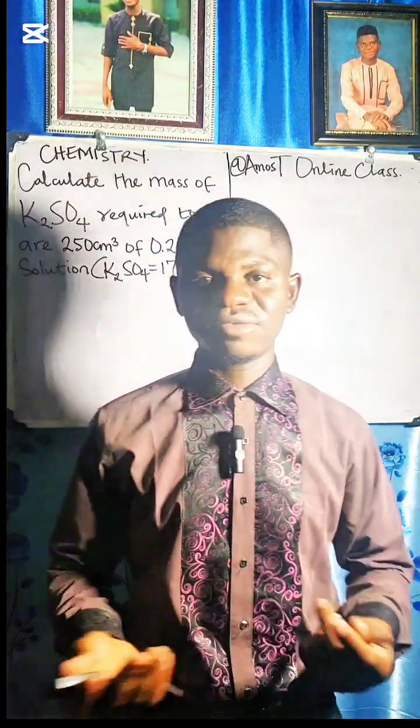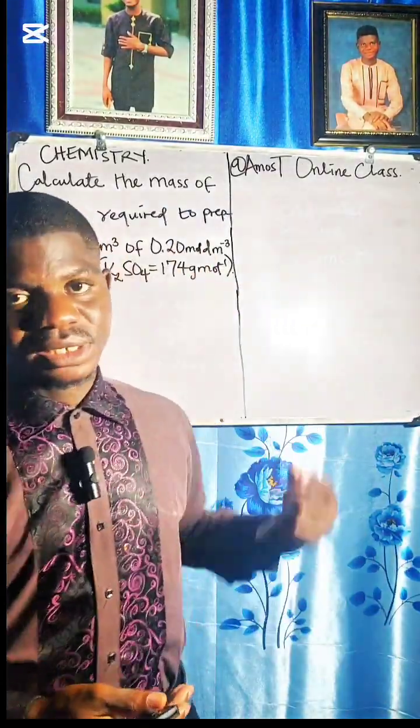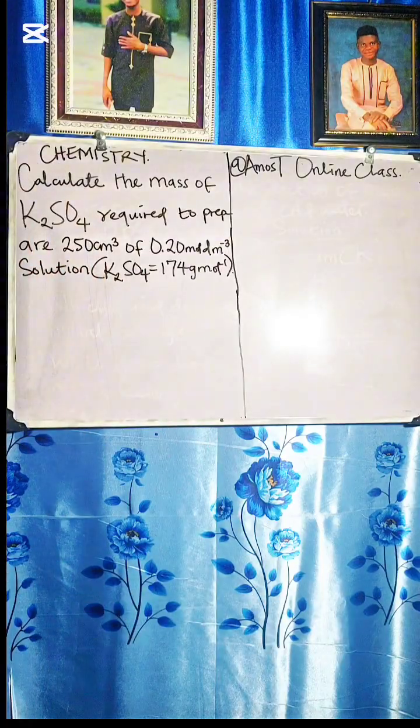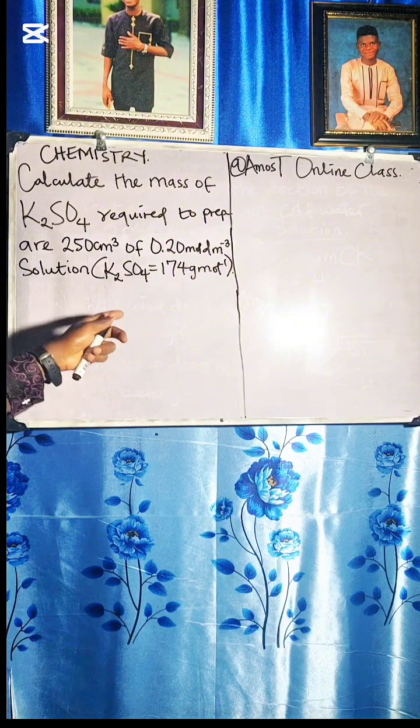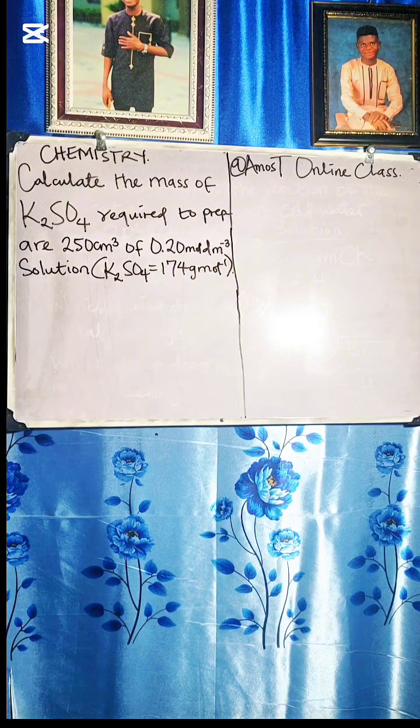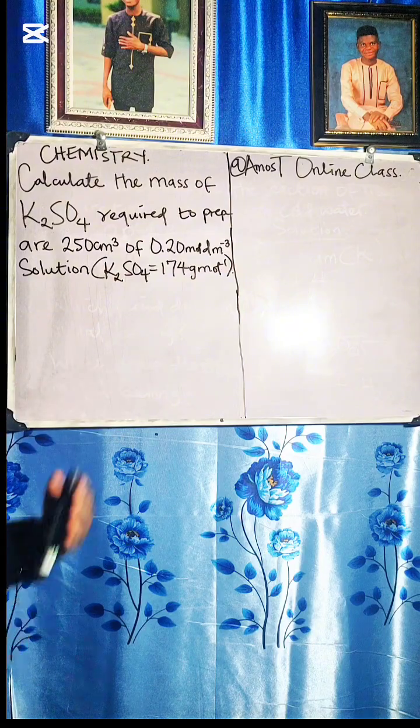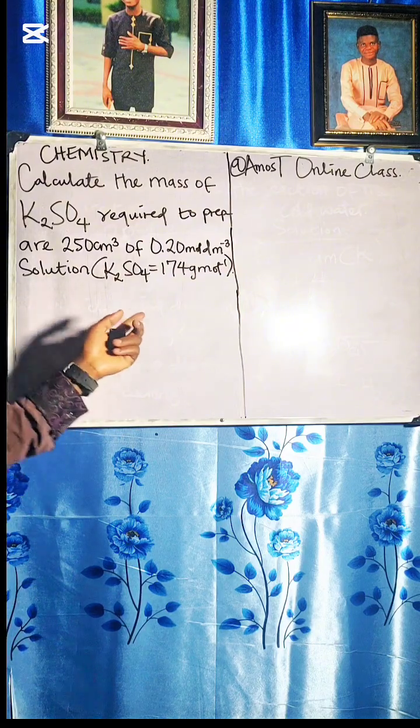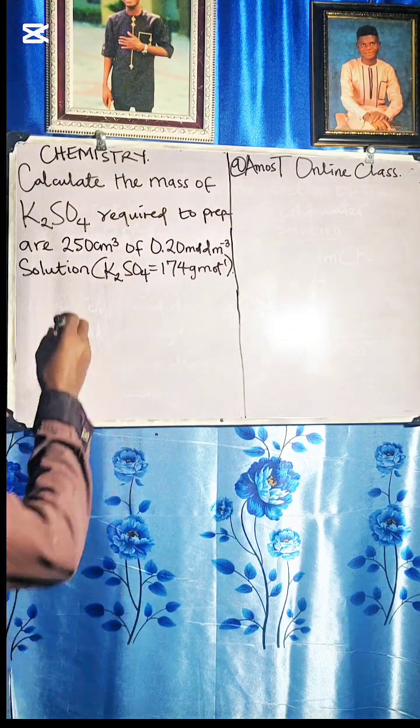In today's video, we have a problem on the board. The question says: calculate the mass of potassium sulfate required to prepare 250 cubic cm of 0.20 mole per cubic dm solution. We should take the molar mass of potassium sulfate to be 174 gram per mole. This is a very simple question. I want to provide a solution to this problem, so let's quickly step into the solution.